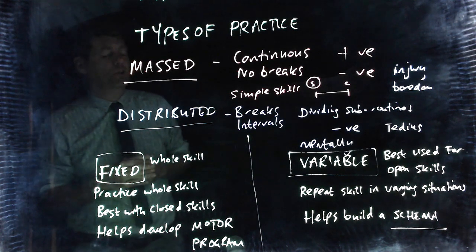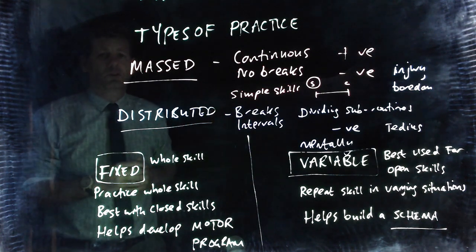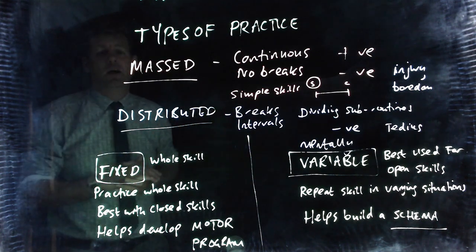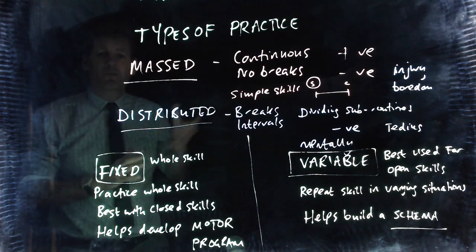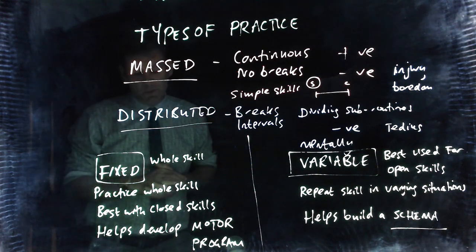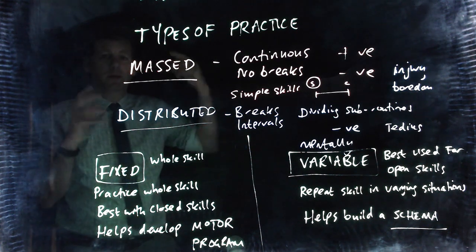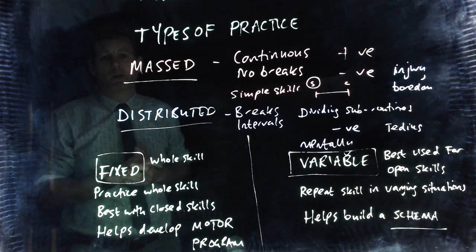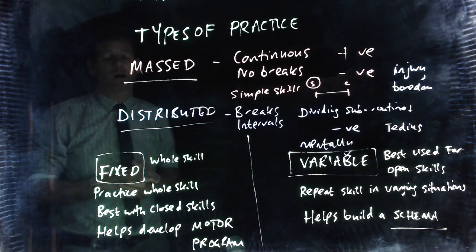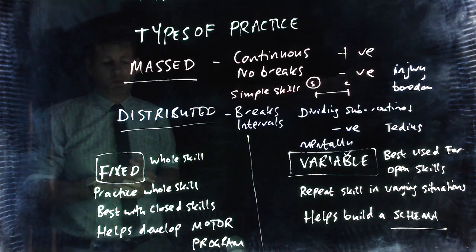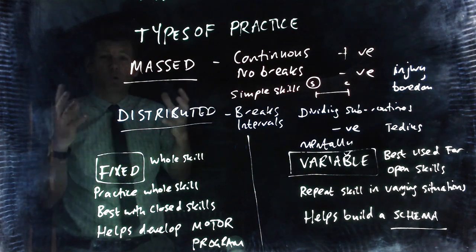If you remember, closed skills are things like archery, snooker, darts, where the environment is very closed and external factors can't really affect it that much. It helps develop what we call a motor program, which will be embedded in our brain and our muscle memory, and we'll remember and recall how to perform those actions. So fixed practice is really good for practicing the whole skill.